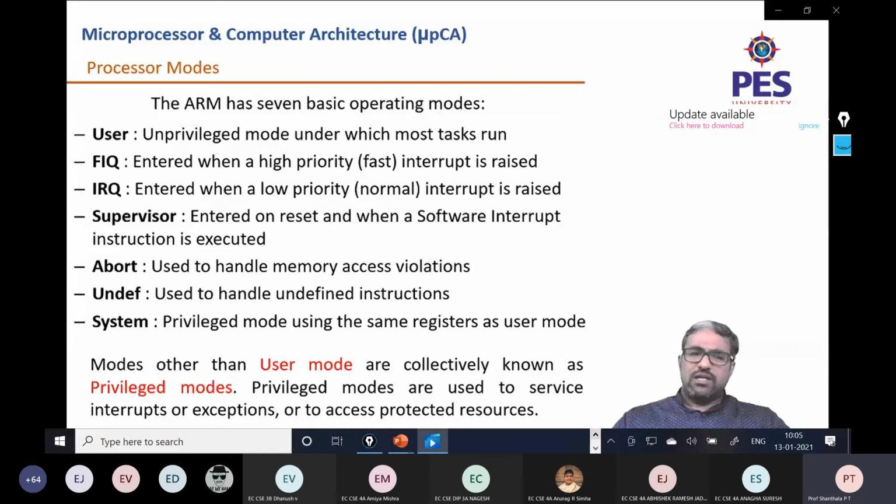Similarly, we have supervisor mode and abort mode. In abort mode, an interrupt will be raised or there is a change if I want to clean up the memory or do some memory management. And there is an undefined mode.